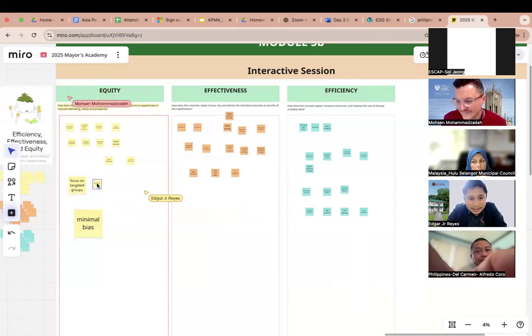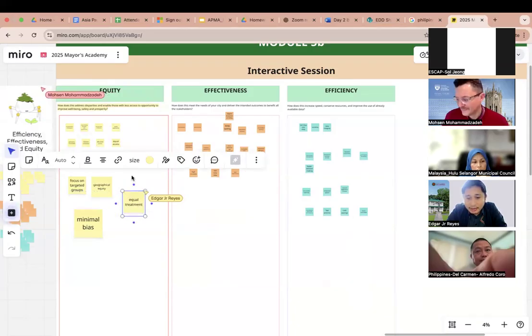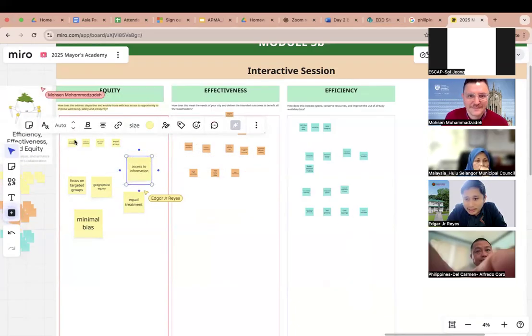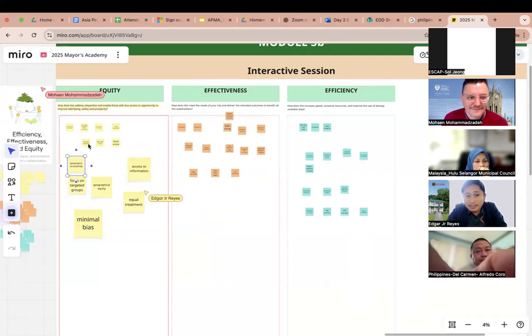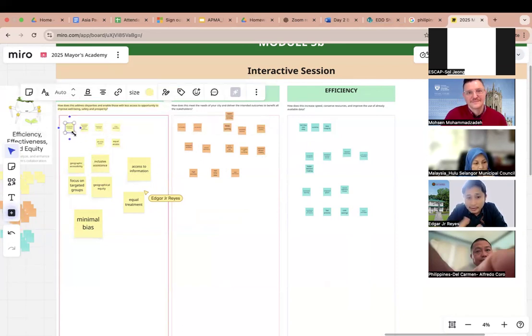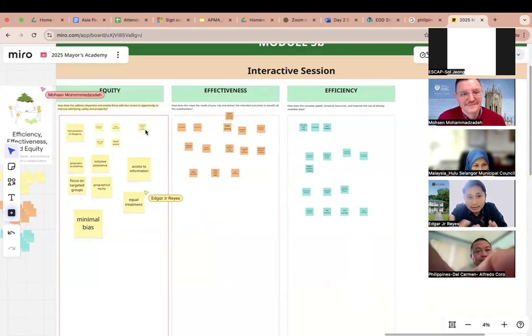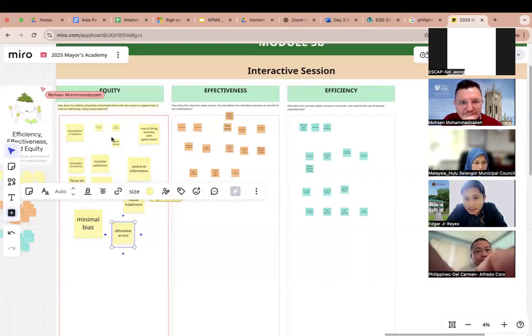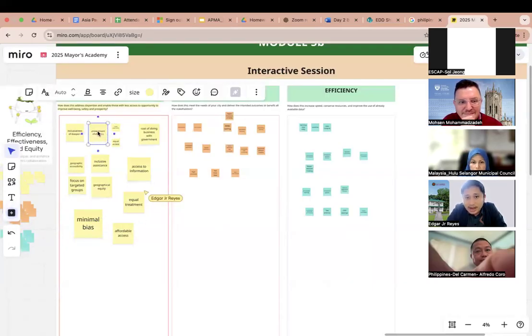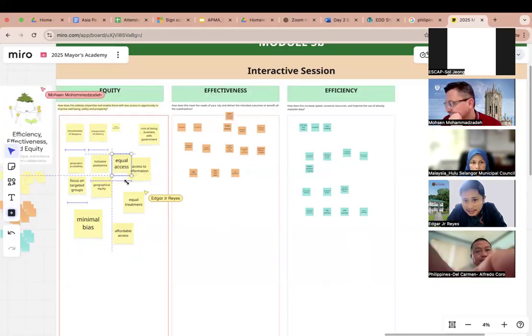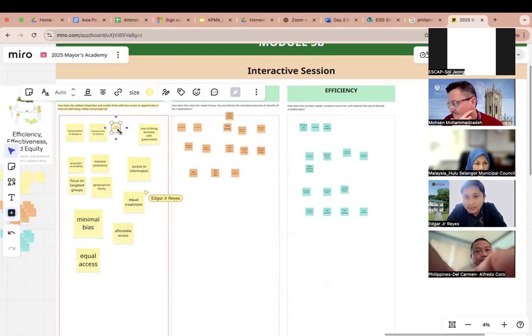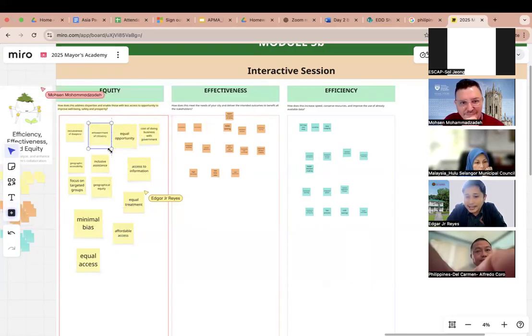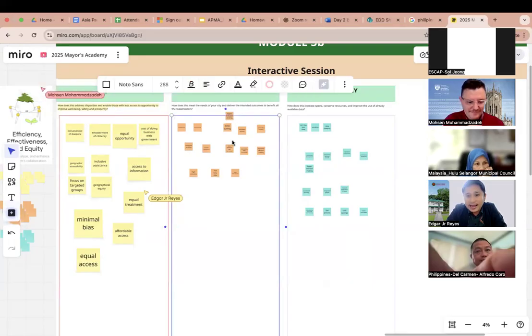As you can see, there are already some sticky notes placed under equity. I think Dr. Moss called this out from your submitted presentations, but you can further explain it and share it with every one of us here, with regards to how this specifically enhances equity. Next, in the aspect of effectiveness, the general question is, how does this meet the needs of your city and deliver the intended outcomes to benefit all the stakeholders? So that is how we try to highlight the aspect.